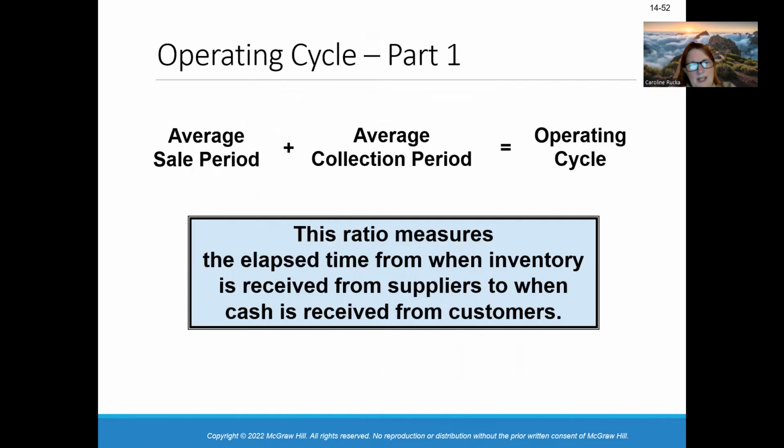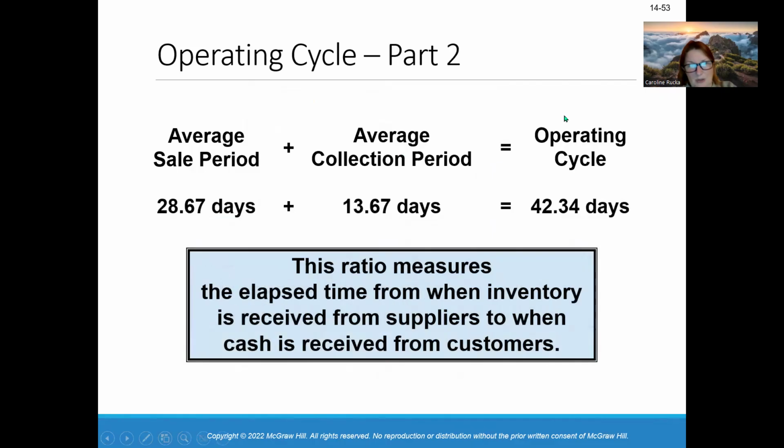So the operating cycle. This measures the elapsed time from when the inventory is received from your suppliers to when cash is received from your customers, right? You want to add together your average sale period and your average collection period, and that's going to give you your operating cycle, in days.